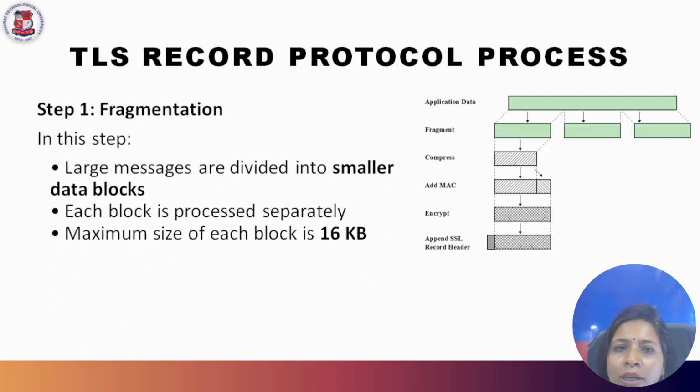In this step, the large application-level data is divided into smaller data blocks, and each block is processed independently by the protocol. The maximum size of each block is typically 16 KB. So fragmentation helps improve efficiency and allows secure processing of data in manageable chunks.